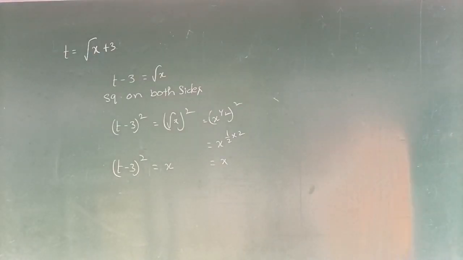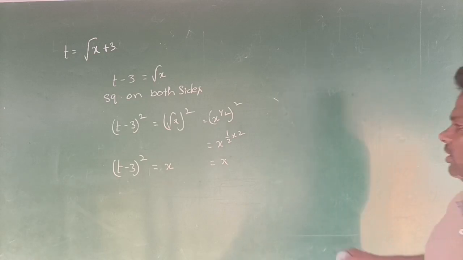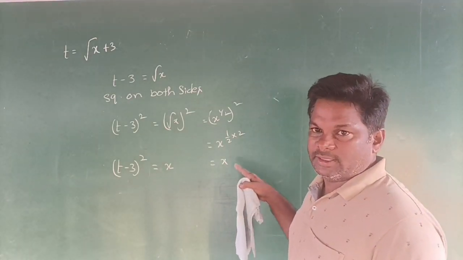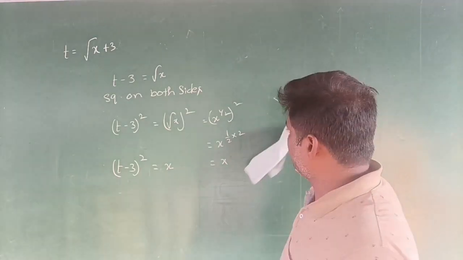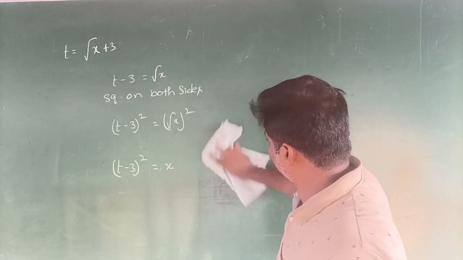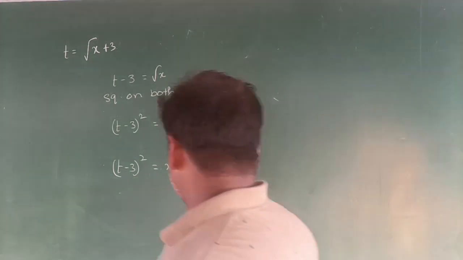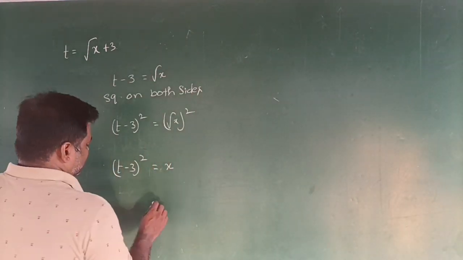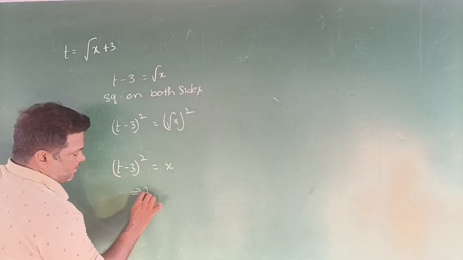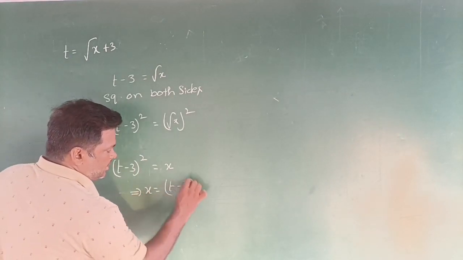Okay, so I hope you understand this. Root x whole square, how you are getting x? I am going to erase this because it is not needed. Got it? Now we got displacement. Now x is equal to t minus 3 whole square.